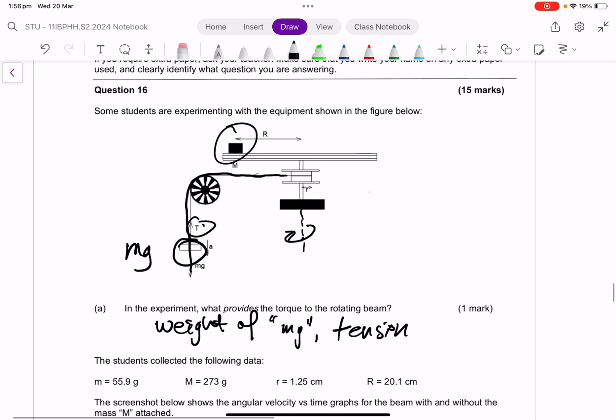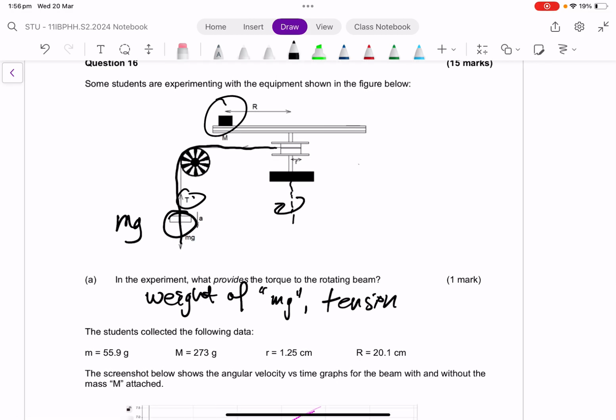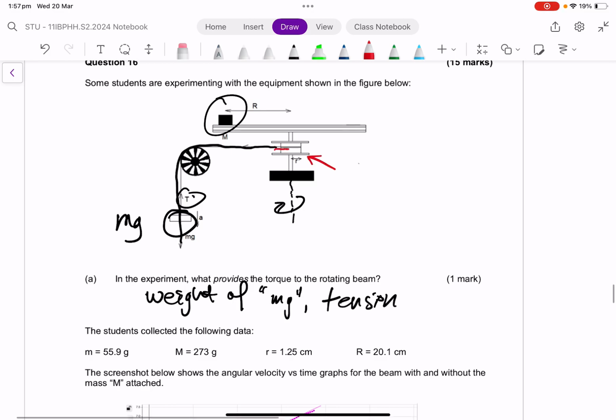That's what's causing the force on this spool here, right? This spool here is what spins. Why? Because there's a string attached to it and it's making it spin. If you looked at it from above, it would be in a clockwise direction.